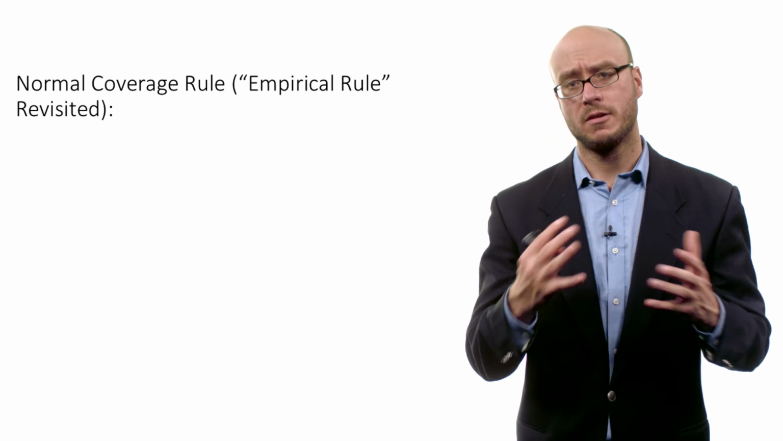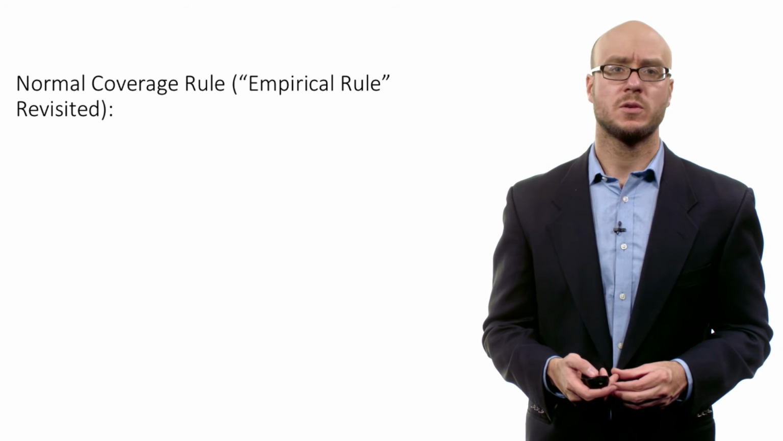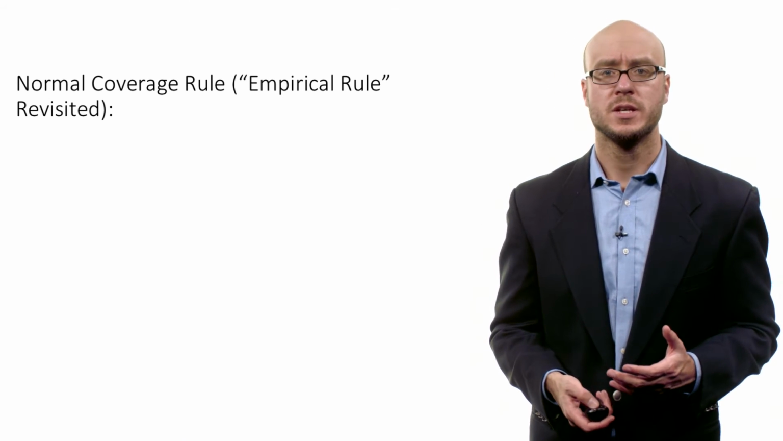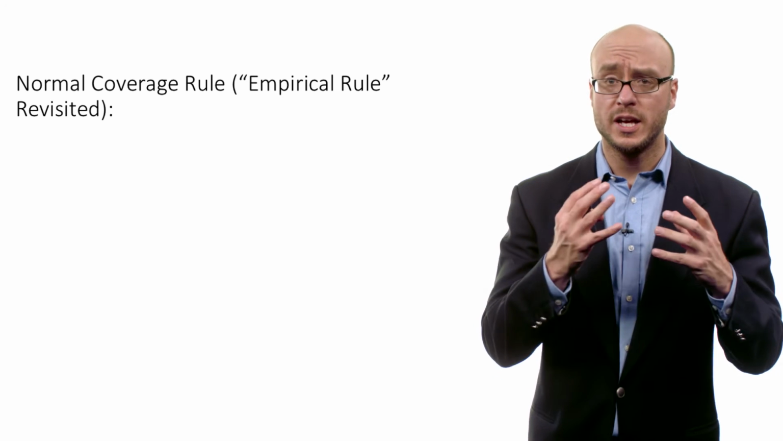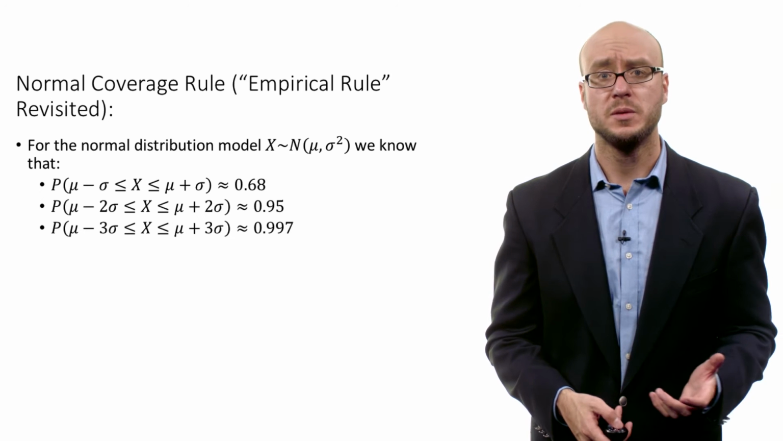Now the last point when we talk about working with z-scores and the standard normal distribution is something called the normal coverage rule. This is just the empirical rule in a more formal fashion. We're just revisiting the empirical rule.